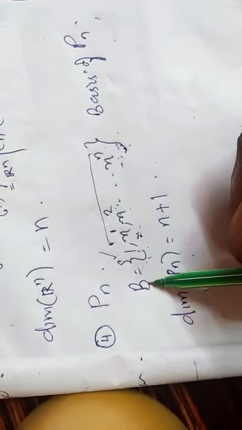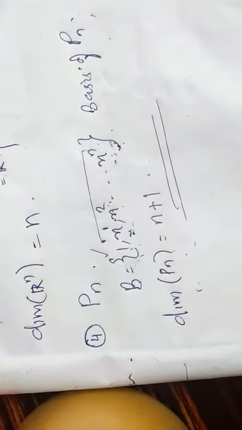We already showed that 1, x, x square, etc. x power n is a basis of Pn. So the number of elements in B is n plus 1. So the dimension of Pn is n plus 1. Okay.